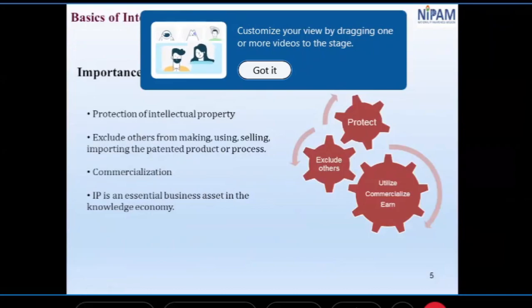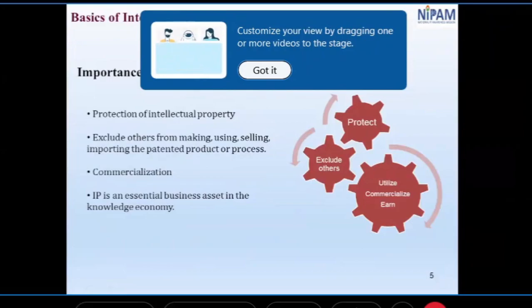So what are the benefits and importance of registering your IP? The first one is protect. That means you can protect your intellectual property. You can exclude others, meaning no one can use your IP without your permission. And the third important point is utilize, commercialize and earn. You can utilize your IP as you wish. You can commercialize it. ICAR is a government body, but suppose you have invented some rice variety whose yield is multifold, two or three times. You can sell it, commercialize it, and earn valuable money from that.